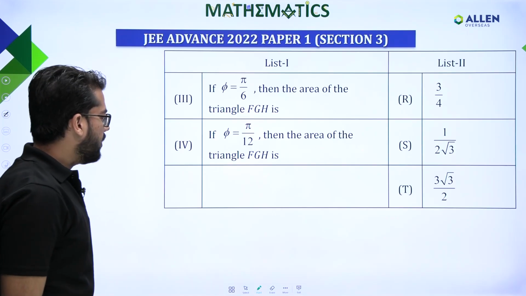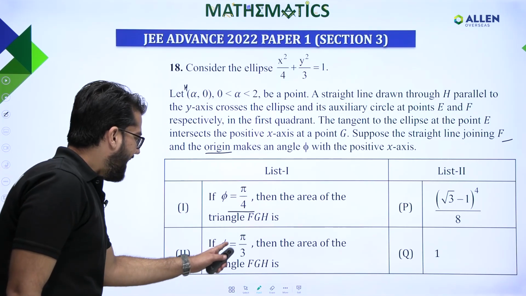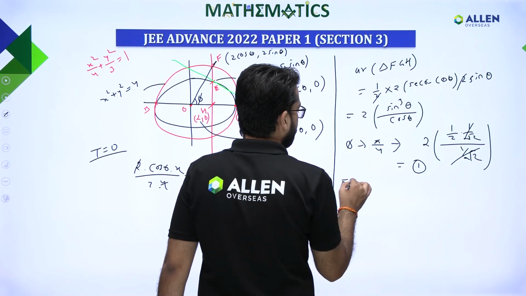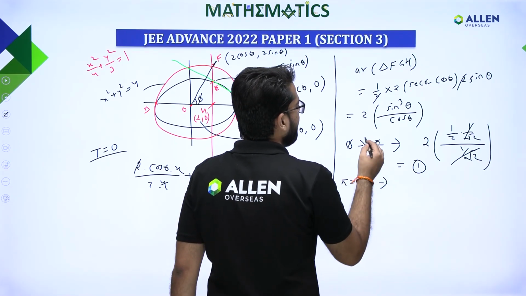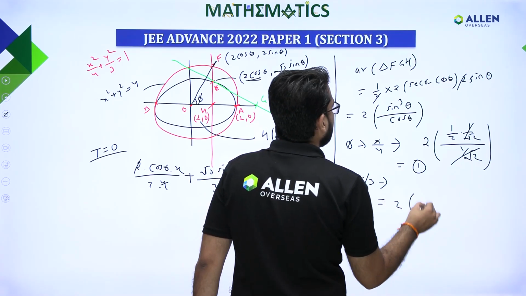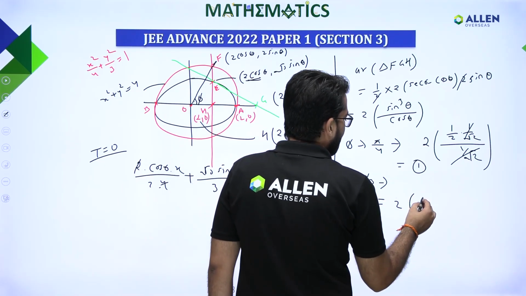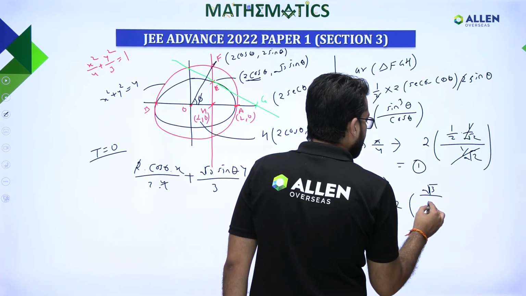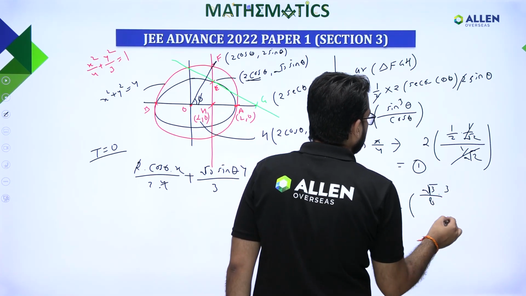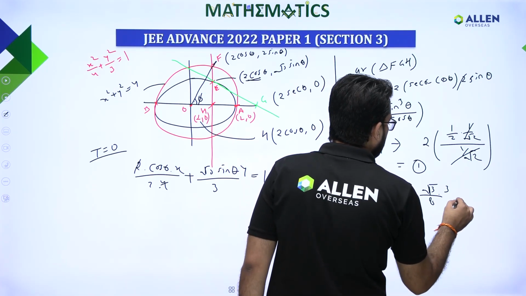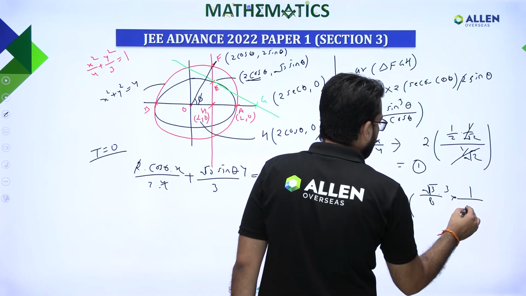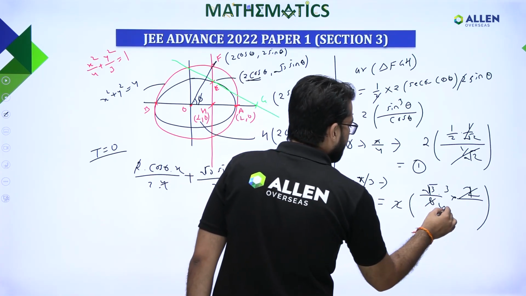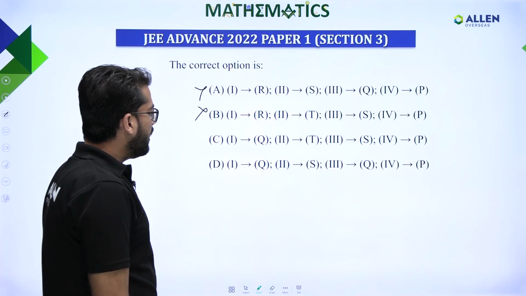All right, what about the second? The second may be the decision maker. When we have phi as pi by 3, that is 60 degrees, again we have twice of sine 60 degree cube, that means root 3 by 2 cubed, so root 3 into 3 by 8, and in the denominator we have cos 60 degree, that means 1 by 2. So 2 fours are 8, and we have 3 root 3 by 2, which would be the answer.